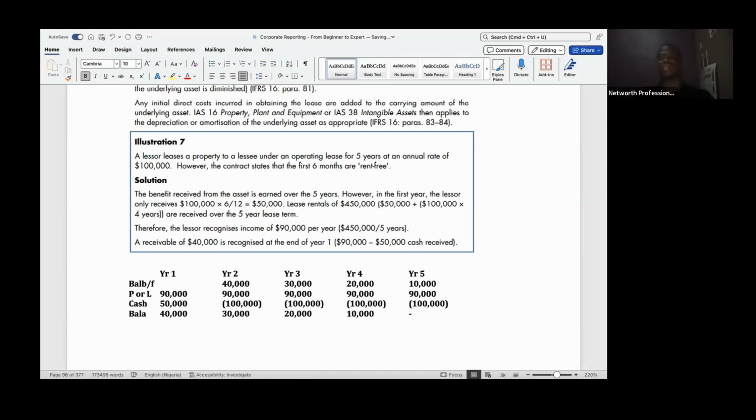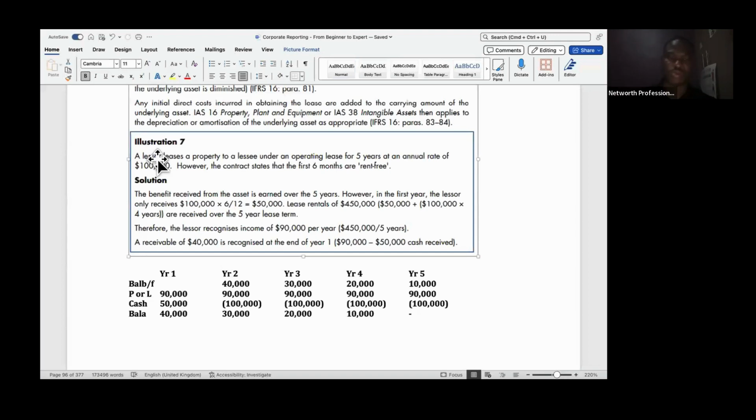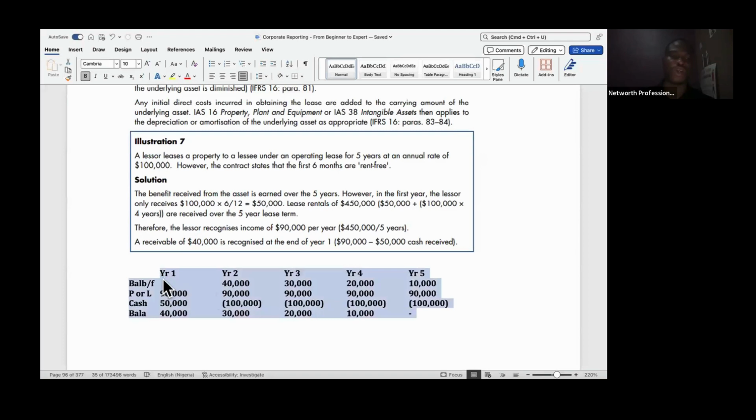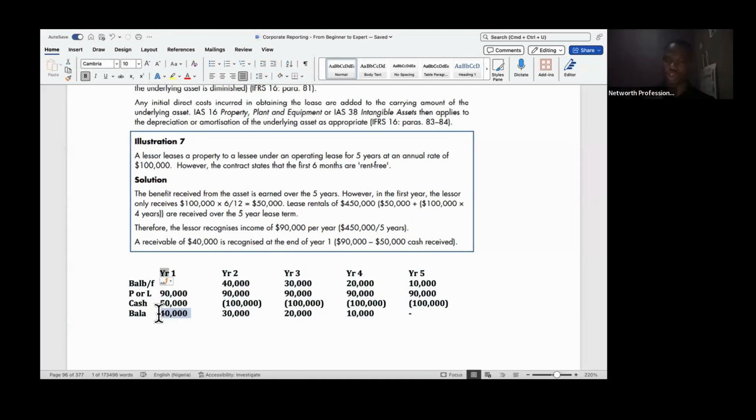Then it balances out. I just had to do this because the examiner might be funny, especially if a question like this comes where they ask you to prepare a statement of profit or loss and statement of financial position for a particular year. They might not ask you to do all of this, but I needed you to see the flow. So in year one alone, 90,000 goes to P&L, but 40,000 must also show in your assets.